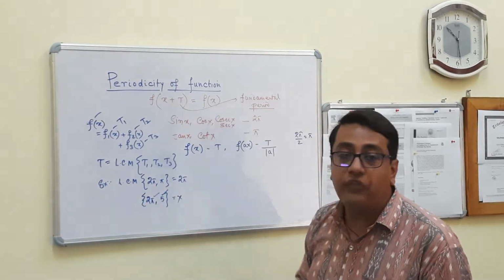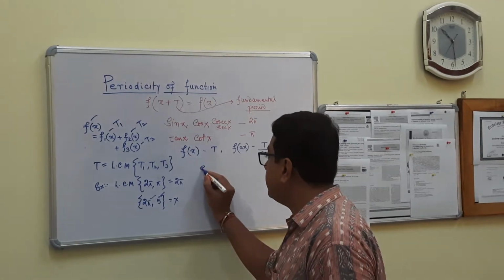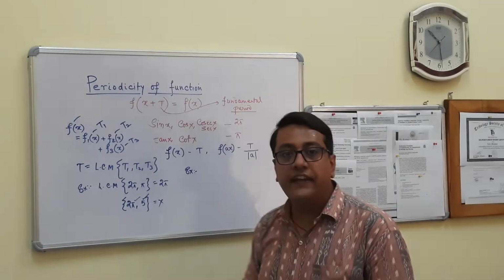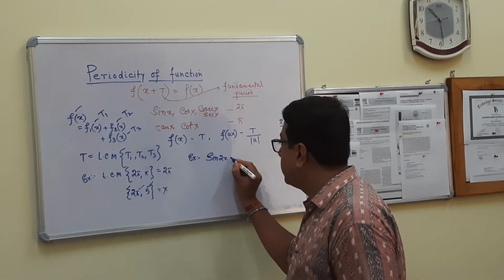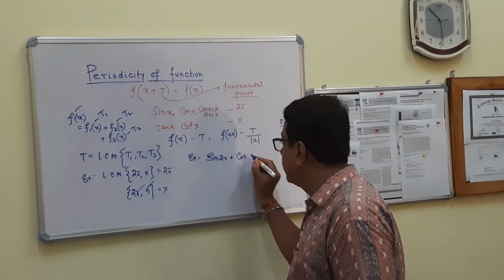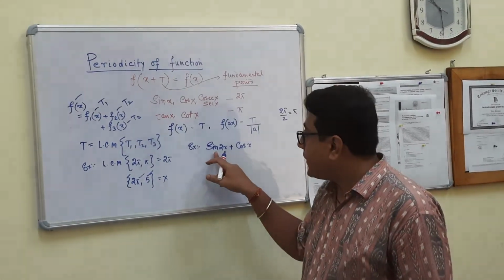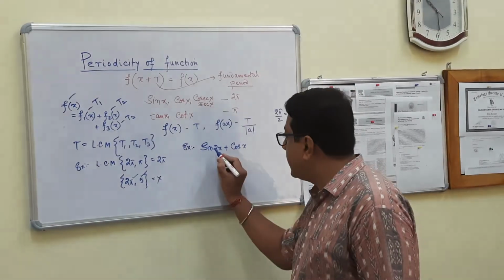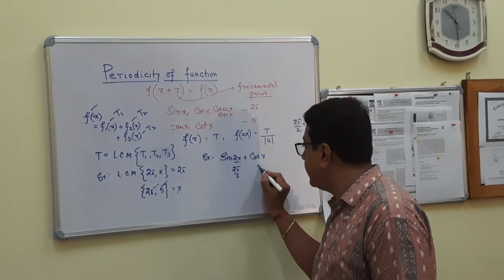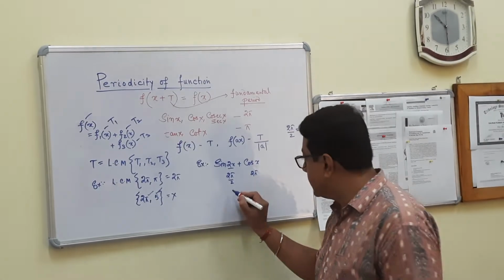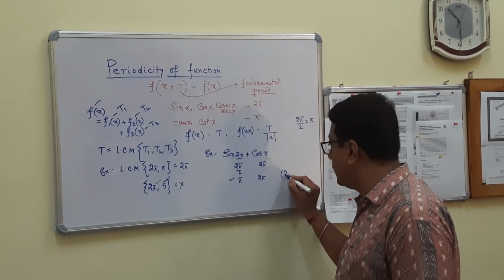Let's say we have an example where we have to find the period of sin 2x plus cos x. Let us say this is the question, and we have to find out its periodicity. We know that the period of sin 2x is 2 pi upon 2, which is pi, and the period of cos x is 2 pi. So the period is basically the LCM of these two, and that is equal to 2 pi.